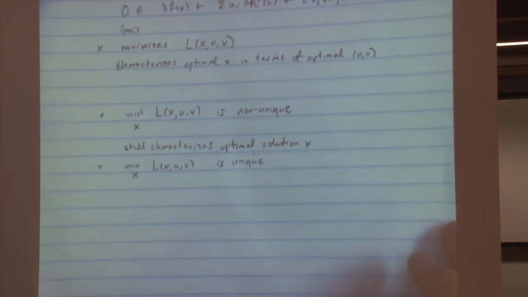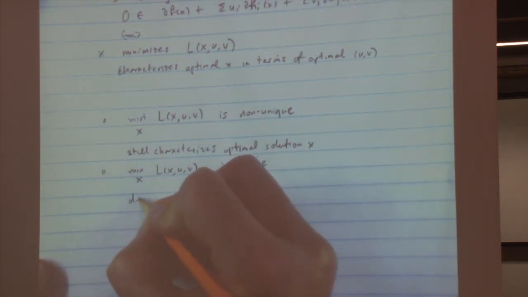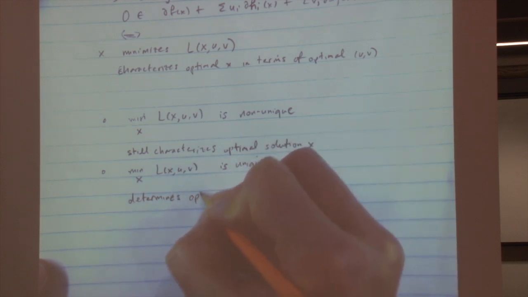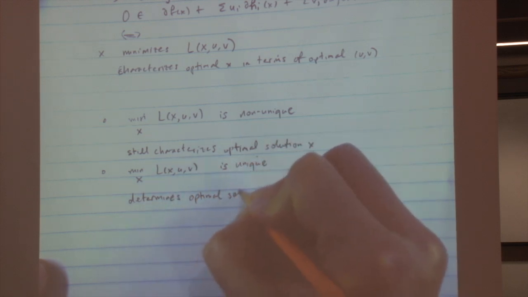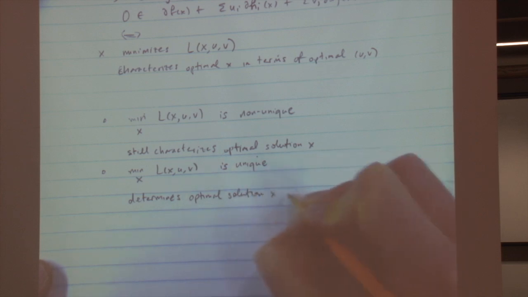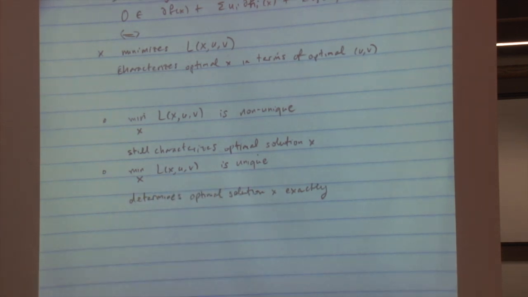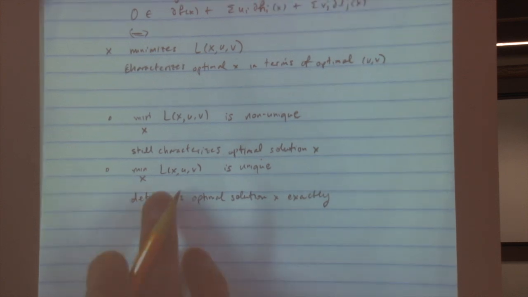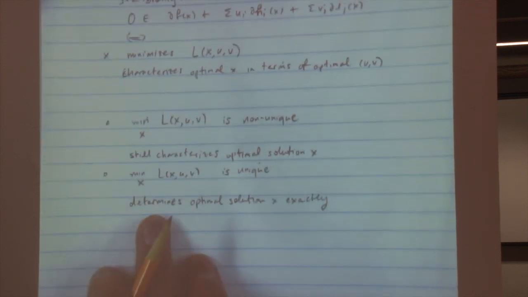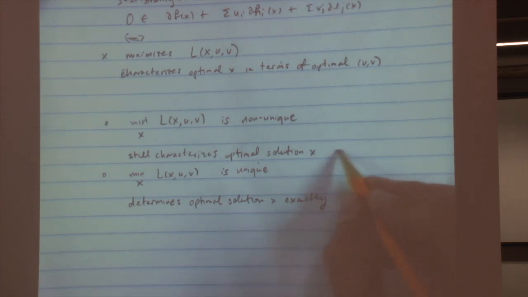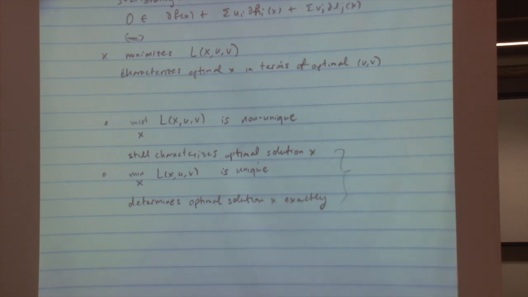In that case, we know that this determines the primal solution exactly. Because if x minimizes the Lagrangian at the optimal dual u and v, and there's only one solution, then that must be x. So this is the case that we hope for more often in practice. We actually would like to know an explicit form for the primal solution. So this is really the case we're hoping for. But the first case can still happen.